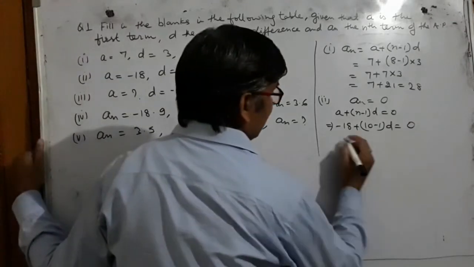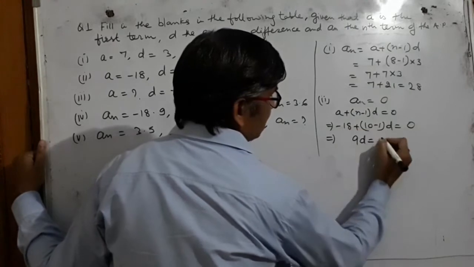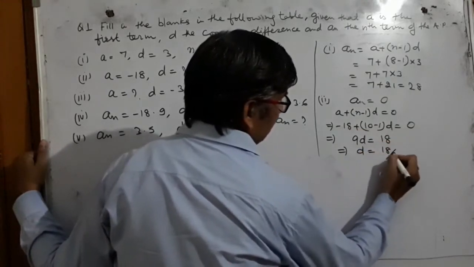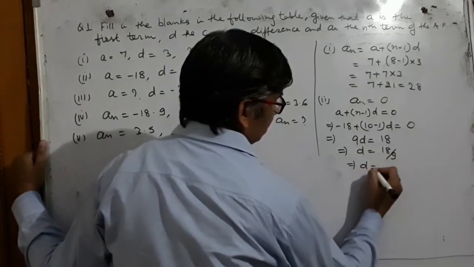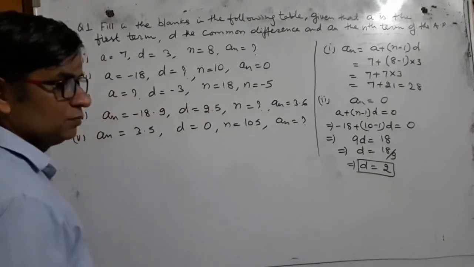Minus 18 shift करें तो 10 में से 1 less करेंगे 9D, minus 18 उधर जाके plus 18, D equals to 18 upon 9, तो D equals to 2. Clear?